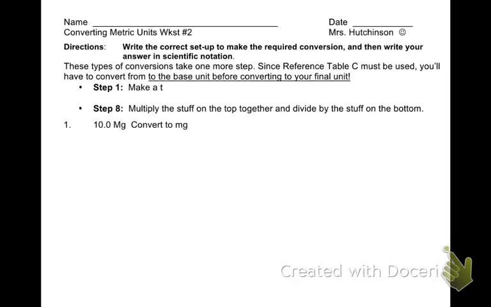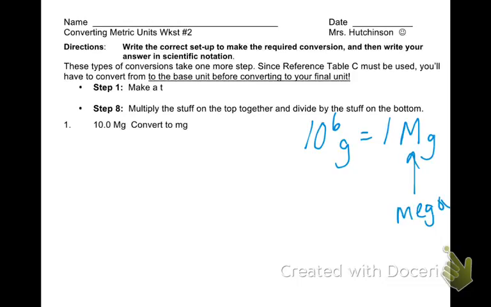So you're going to be converting from megagrams to milligrams. So one conversion factor that you do not have that you will in fact need for this is that 10 to the 6th grams equals 1 megagram. Mega, not macro. That's a silly thing. Mega, it's mega. Who's a silly head? I am. So the big M is mega. That's what that means. Brain fart.